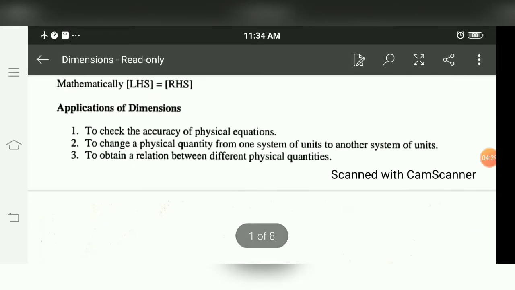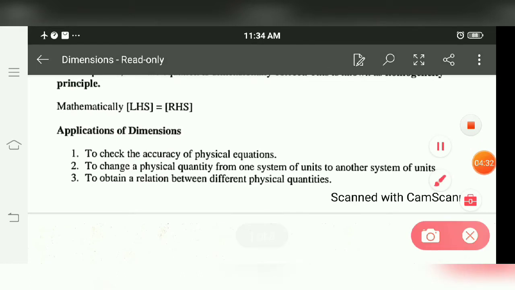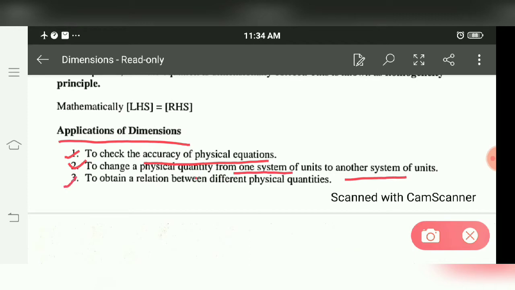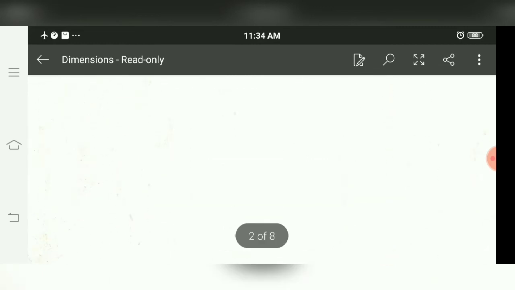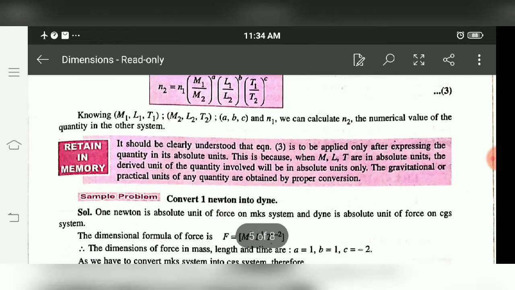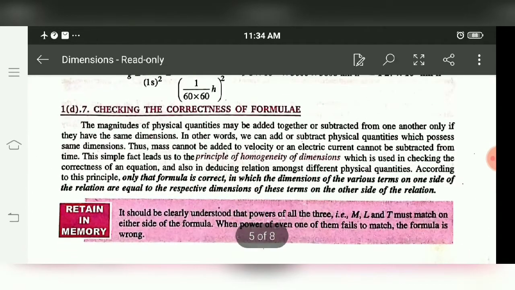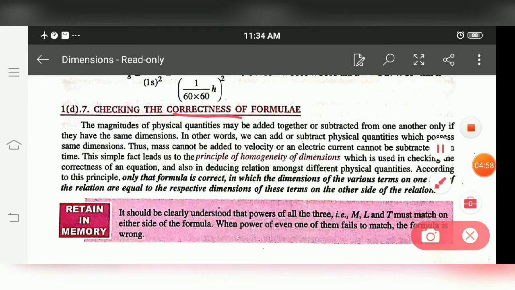Next is applications of dimension. First application, to check the accuracy of a physical equation. Second, to change a physical quantity from one system to another. And third, to obtain a relation between different physical quantities. First, checking the accuracy or correctness of a formula. This is the first point.